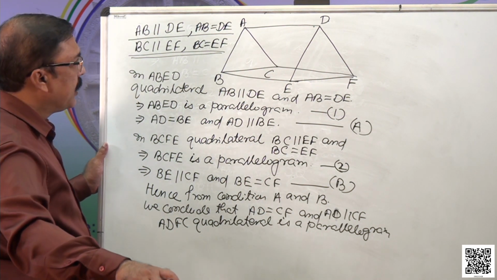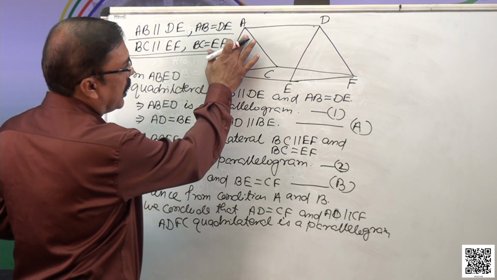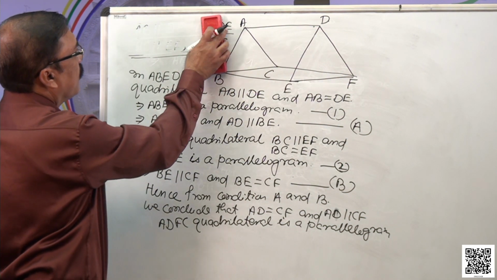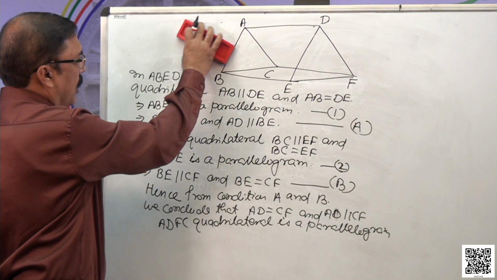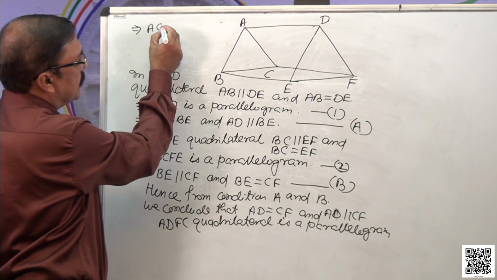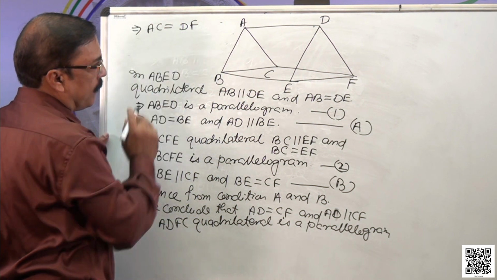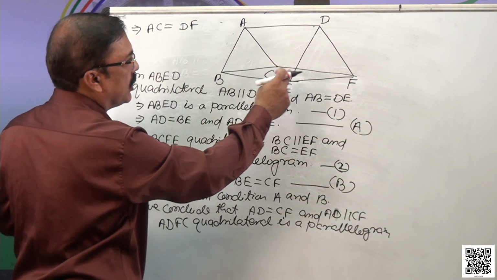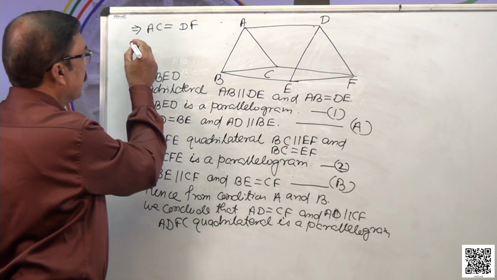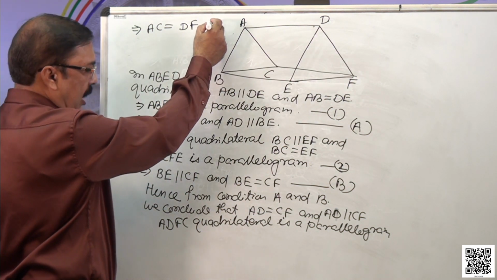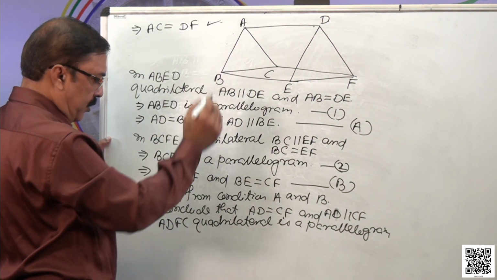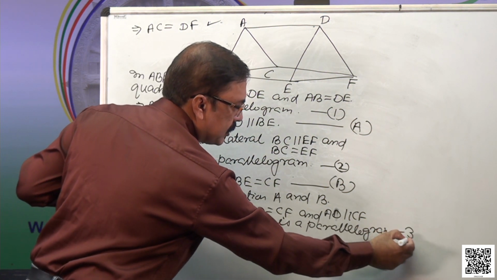As ADFC is a parallelogram, we can say AC is equal to DF. So, from this we can conclude that AC is equal to DF. As ACFD is a parallelogram, so AC is equal to DF. Now, this is the third part of the proof. The fourth part of the proof. The third part of the proof is this one.